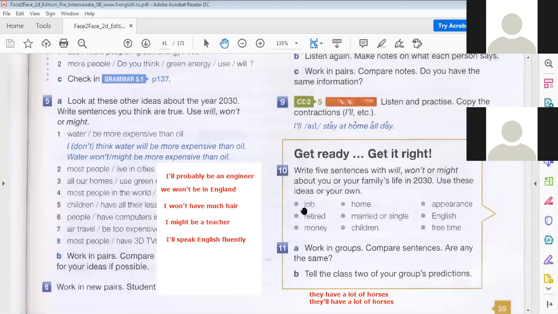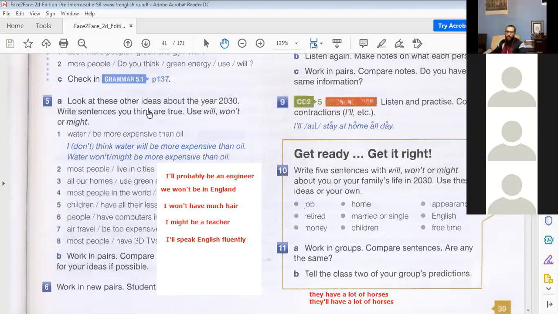You can cover some of these topics. You can talk about your job, your home, your retirement, whether you'll be married or single, your appearance. Maybe you'll get fatter, you'll get thinner. Your English language: do you have any predictions for it? Your free time, children, money. You can talk about anything you want, and you can use these predictions.